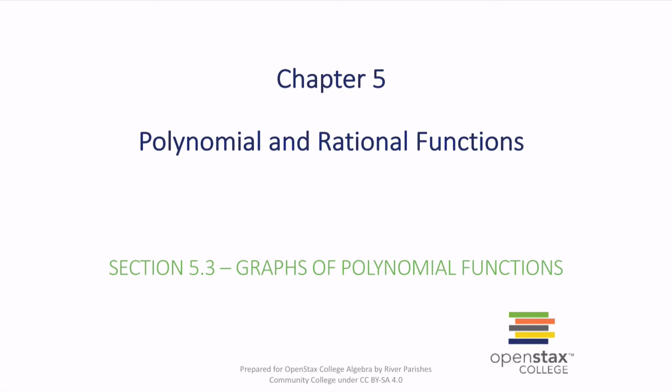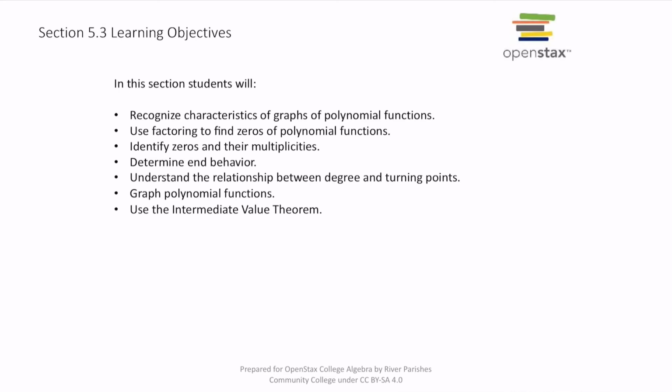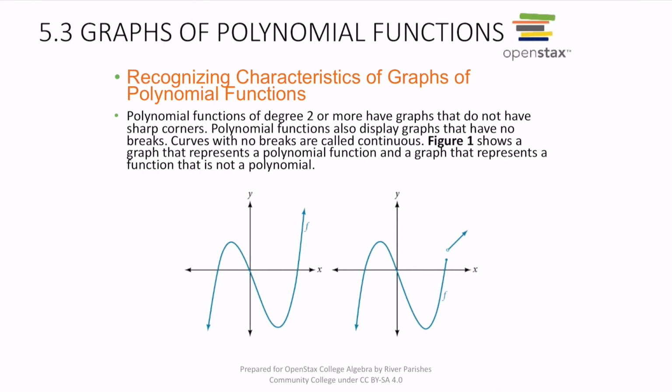So next let's talk about graphs of polynomial functions. After you complete this section, you should be able to recognize the characteristics of graphs of polynomial functions, use factoring to find the zeros of polynomial functions, identify zeros and their multiplicities, determine the end behavior, understand the relationship between degree and turning points, and finally graph the polynomials and use the intermediate value theorem. So let's start with recognizing the graphs of polynomial functions.